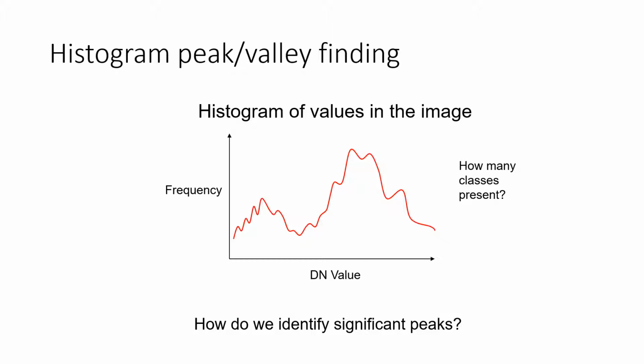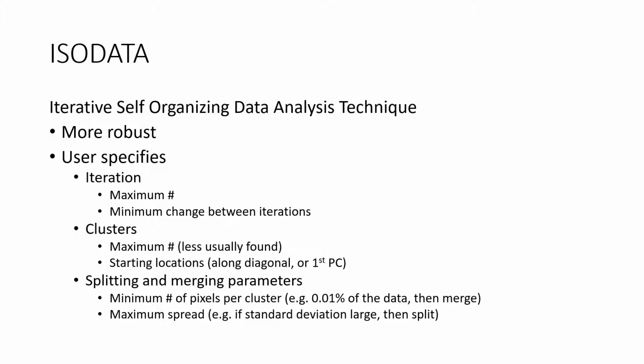The problem we run into is stuff like this. It doesn't work quite so easily. That's where we use the ISODATA technique. It is an iterative self-organizing data analysis technique, a lot more robust. You specify the number of iterations, the maximum number of clusters, the minimum changes, and all that kind of stuff. It looks at the clusters and generally finds fewer than the maximum. It works using principal components, in other words, statistical analysis. It splits and merges based on the parameters you set, and ultimately continues to try to improve the classes until it thinks they're best.